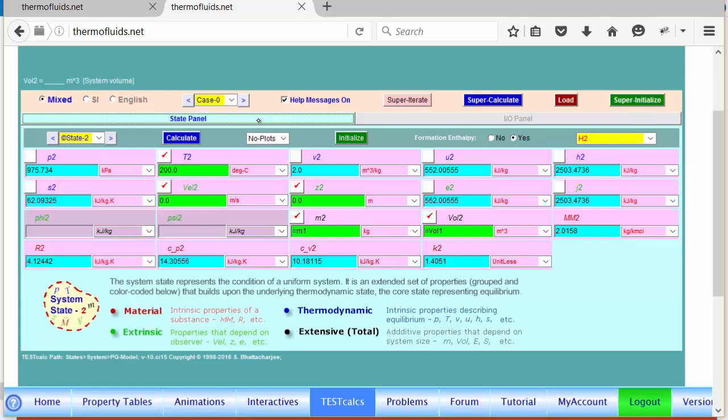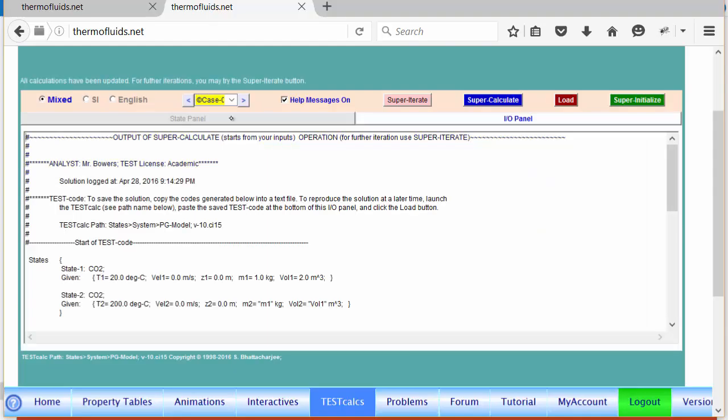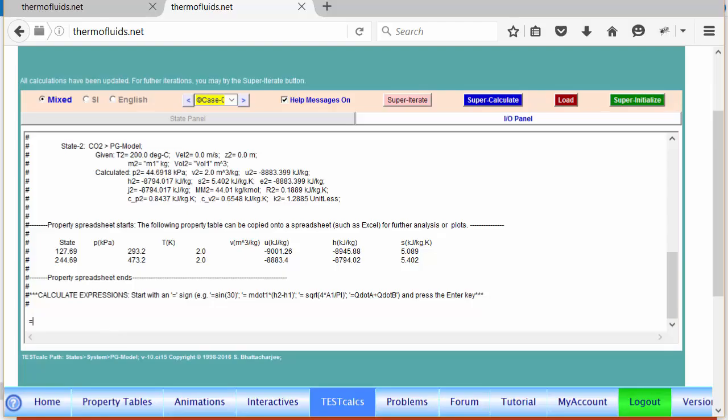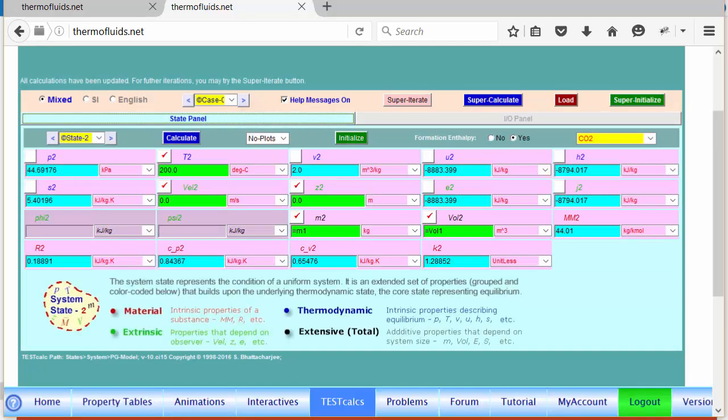Now suppose the question is, how will the answer change if the gas was CO2? Notice how simple it is. All you do is go select CO2 and click the super calculate button, and all the computations are updated. Now you can come back here and you can say, oh, P2 minus P1 is only 17 kPa this time. So all the answers you can recalculate.